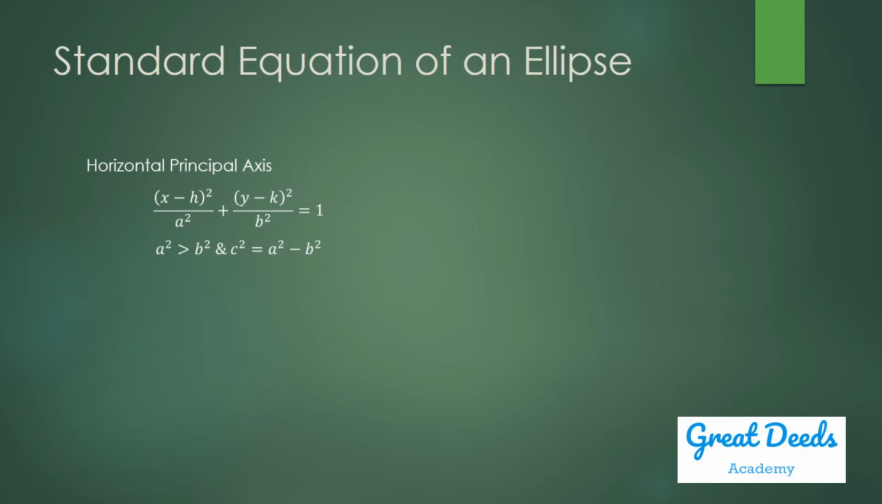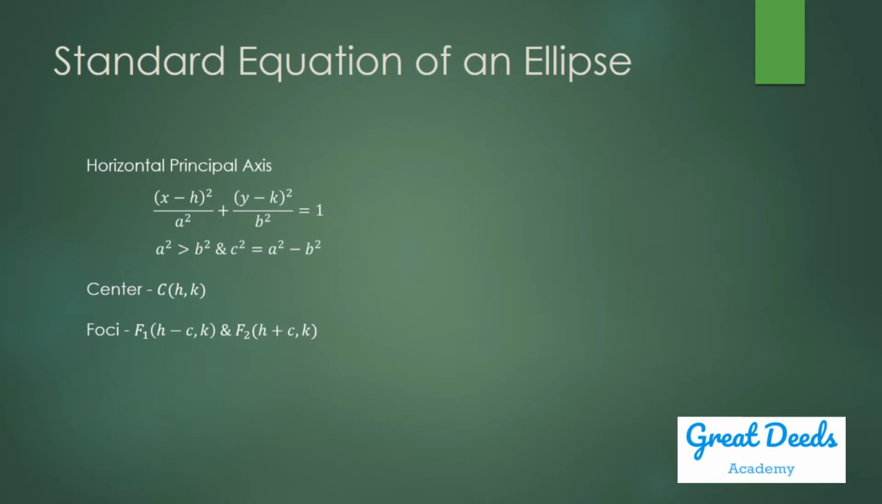Here, a squared is always greater than b squared. So when you look at the standard equation, you have numbers in the denominator. Whichever is bigger, that is a squared. c squared is equal to a squared minus b squared. And c will help us locate the focus of your ellipse. The center is given by (h, k). This is how we locate the focus.